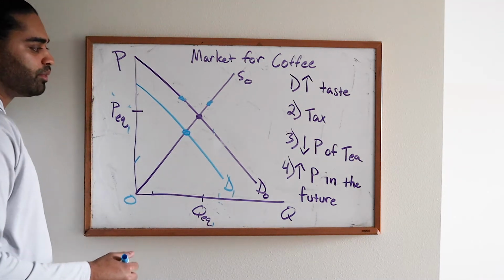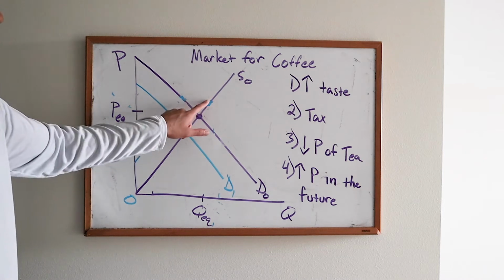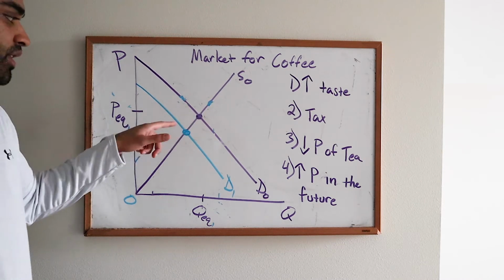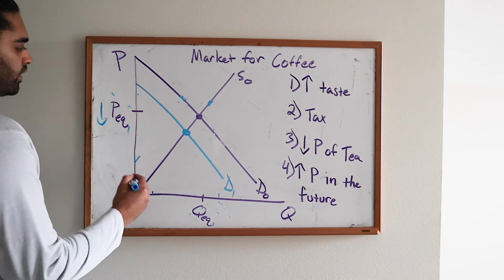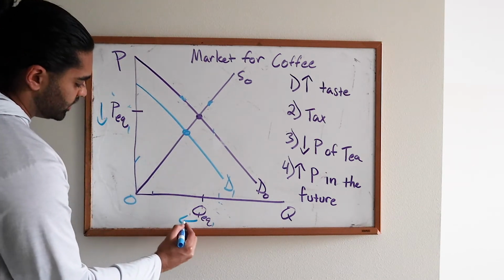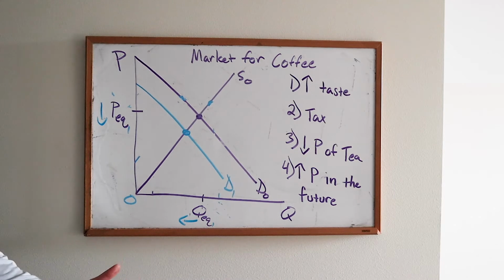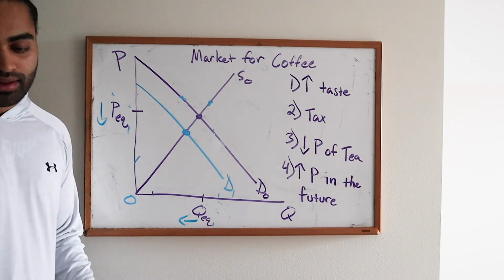So this is our new equilibrium point. This is our old equilibrium point. Again, our initial intersection and our new intersection. So what's happening to price? Price is decreasing. What's happening to quantity? Quantity is decreasing. We're getting closer to the origin. So that's how we do substitutes.